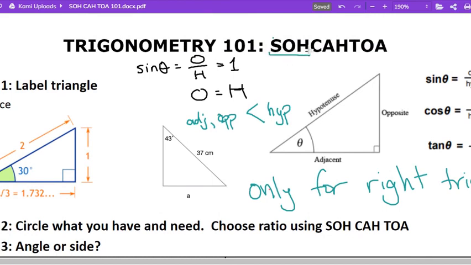So, SOH means sine equals opposite over hypotenuse. CAH, we're talking about cosine equals adjacent over hypotenuse. Cosine, sine, these are just names for different ratios. TOA, tangent equals opposite over adjacent. So we get to use Sohcahtoa in our head if we forget the formulas, or as a way to remember the formulas.